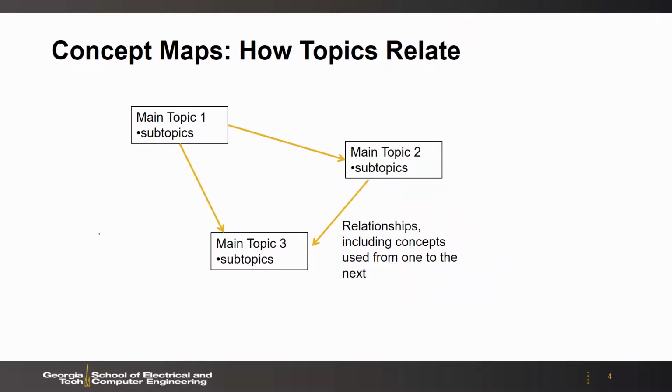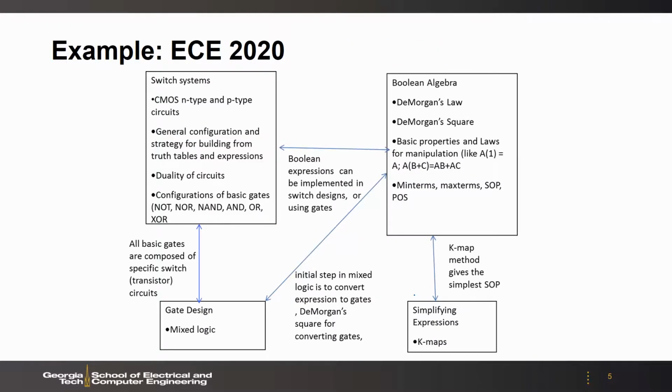Another way to go a little bit deeper in this is concept maps, where not only do you have the major topics and subtopics, but you show a concept map that shows how they relate to one another. As an example, let me look at the concept map for 2020. Again, we have these major topics, and under each one, these are the subtopics. But then we show the relationships between them. So switch systems really goes back to transistors and how we build things out of transistors. The relationship between Boolean algebra and switch systems is that Boolean algebra expressions can be implemented in switch designs. They can also be implemented using gates. And the other thing is gates. Gates are composed of specific switch transistors. So in other words, these are the major topics, and then these are how they relate to each other. So that's a concept map.